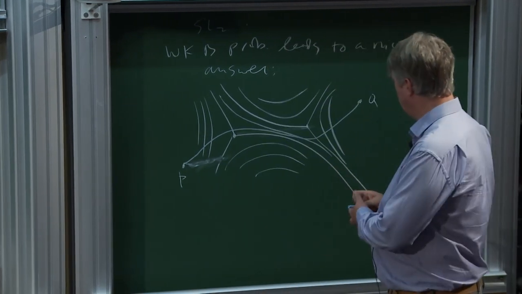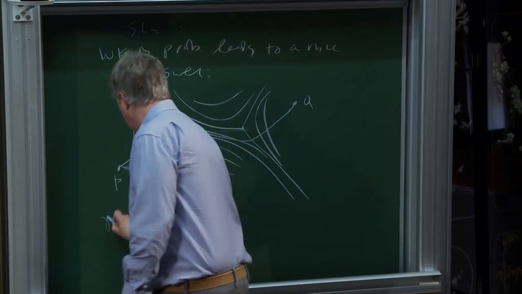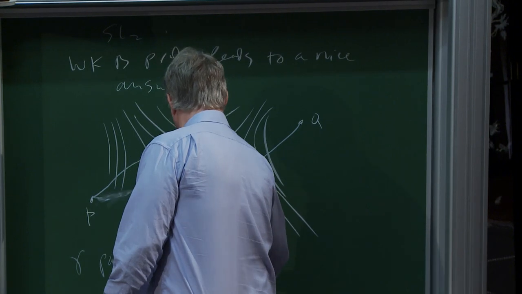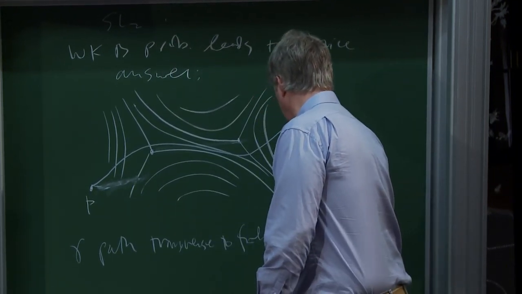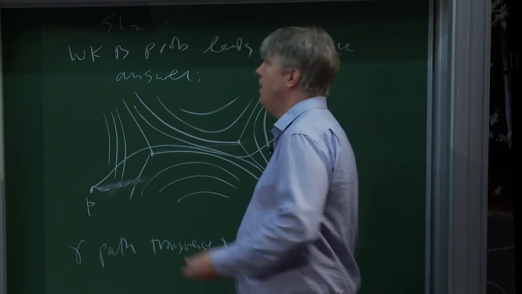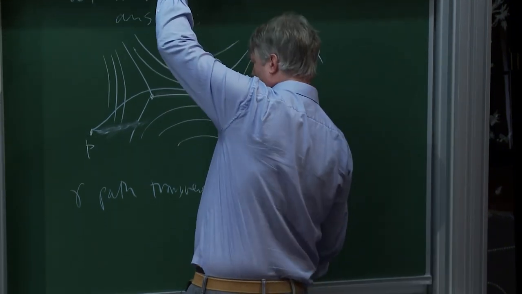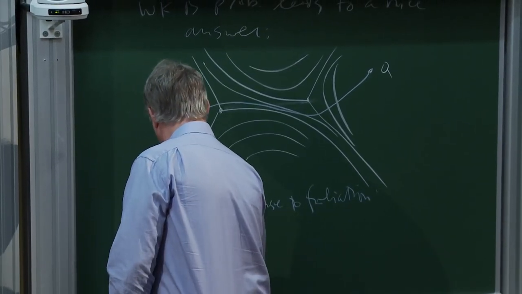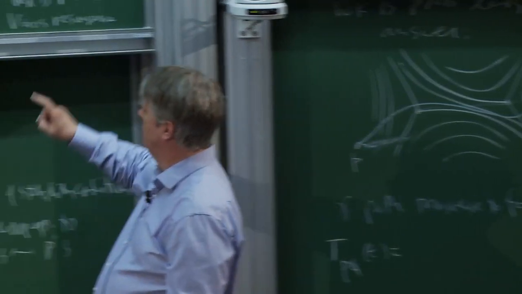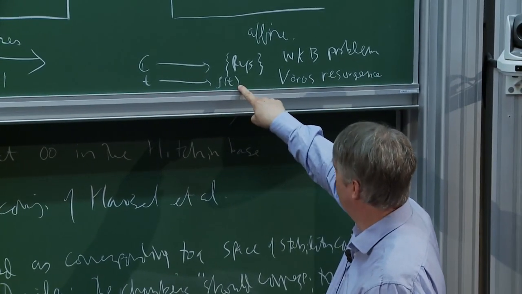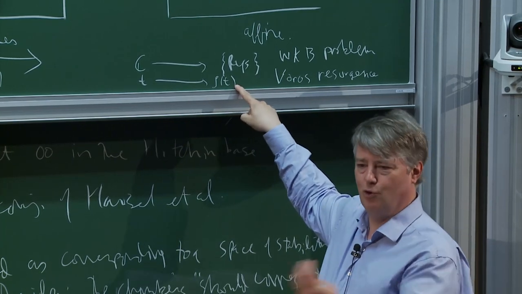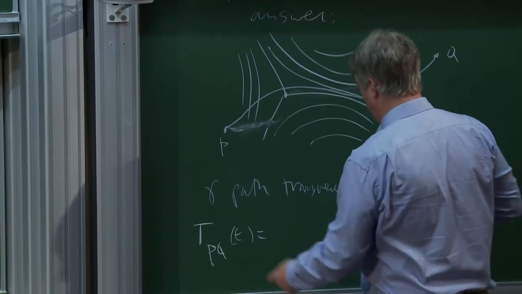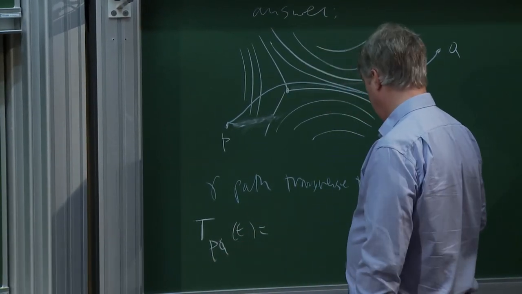If we take a path like that, which is transverse to the foliation, gamma, then the transport for the connection, so T_PQ of T, is rho of T applied to a group element. But you should actually think of it as looking at the fundamental groupoid rather than the fundamental group, so we look at the transport for the connection going from the point P to the point Q, but the connection depends on T.